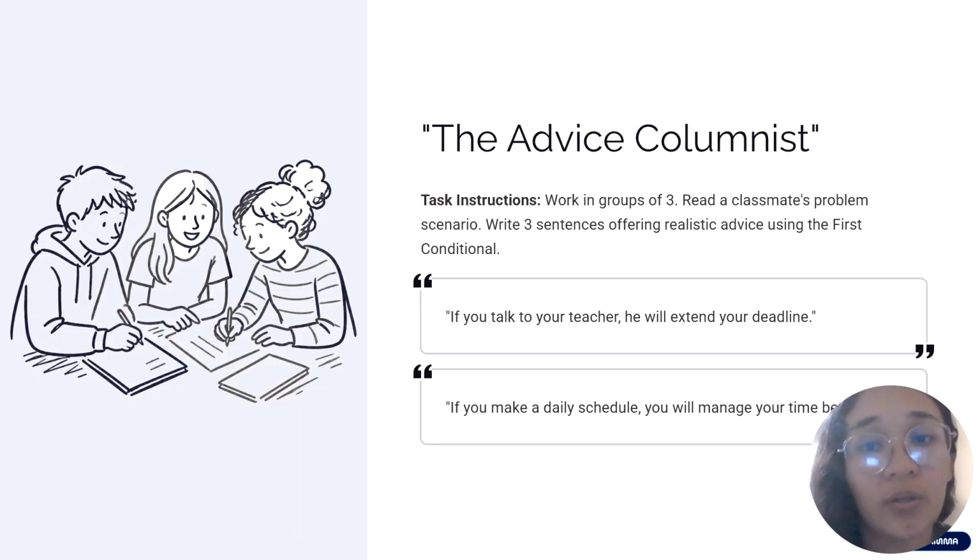So remember the two columns. In a group, they have to read imaginary problems from their peers, and you have to write three conditional sentences offering them whatever advice you want to give them.